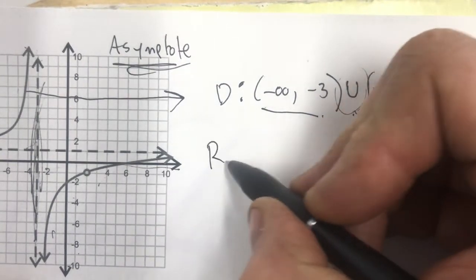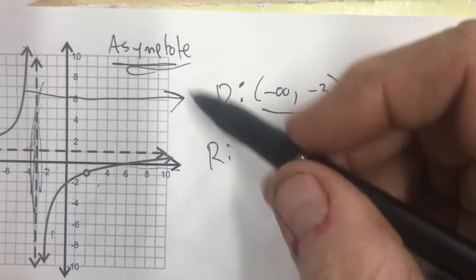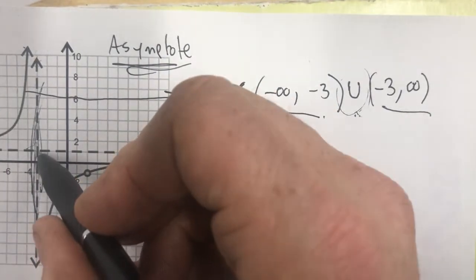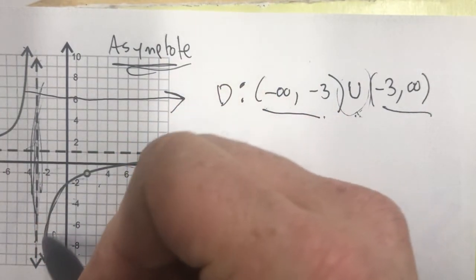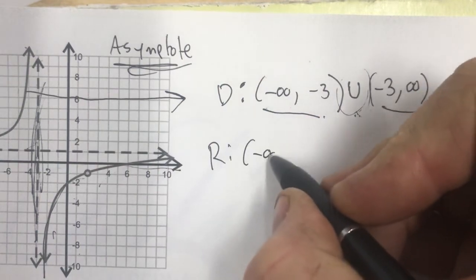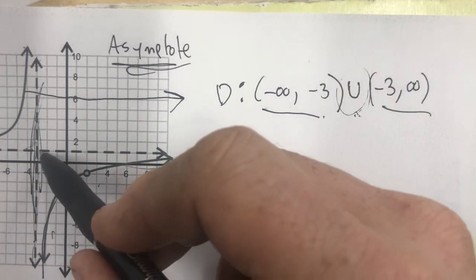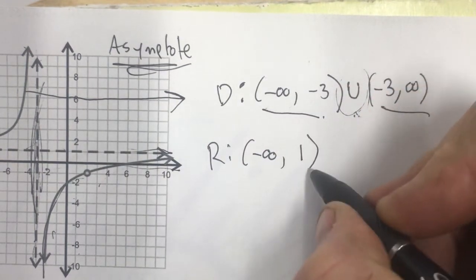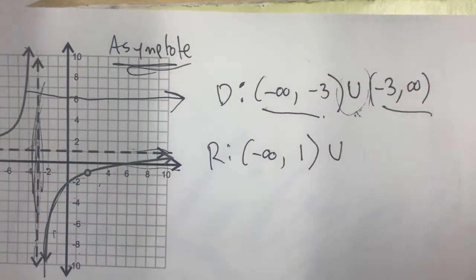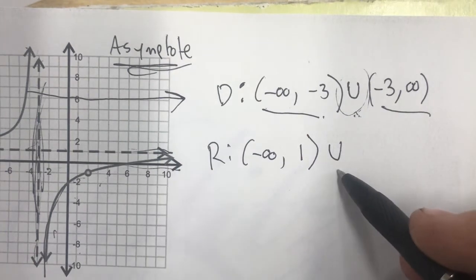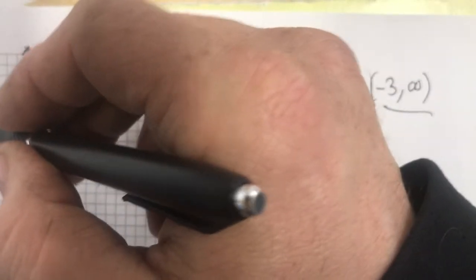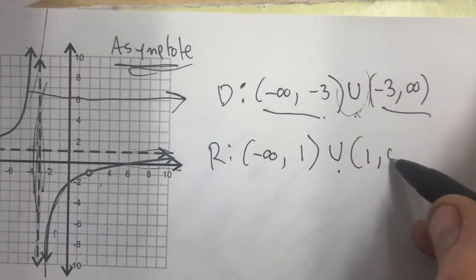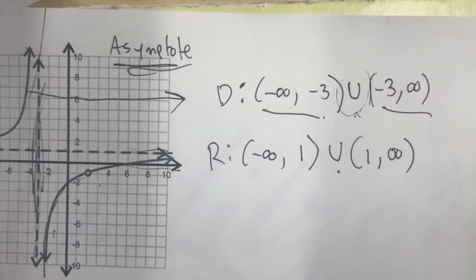Now as far as the range, we're going to have 2 parts on it too. See, this part right here, it goes down forever. So it goes from negative infinity all the way up to this value right here on this asymptote that's going horizontal. That's 1. And then for this part, we have to do our union thing. This part over here starts at 1, and it goes all the way up to positive infinity. And so that'd be my range.